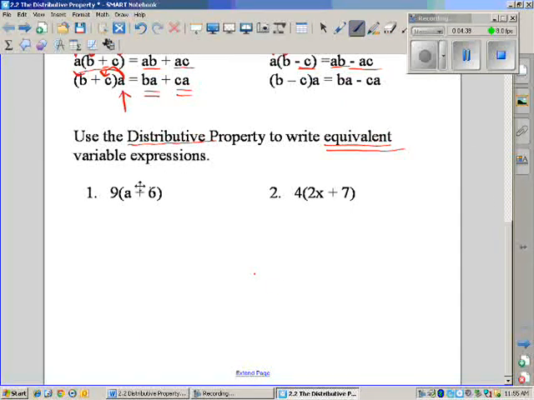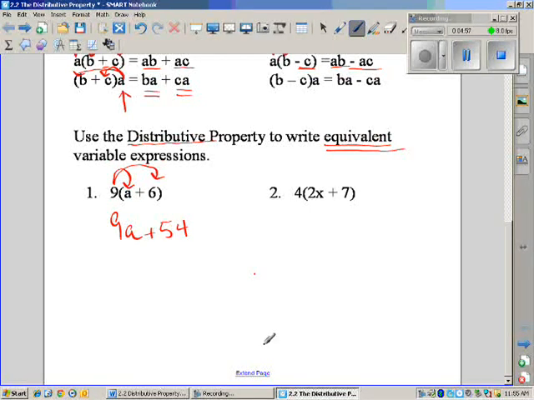So 9 times A is 9A. Positive 9 times positive 6 is positive 54. And you're done. It's that simple. You've distributed, you have no more parentheses, and you've done what they've asked us to do.